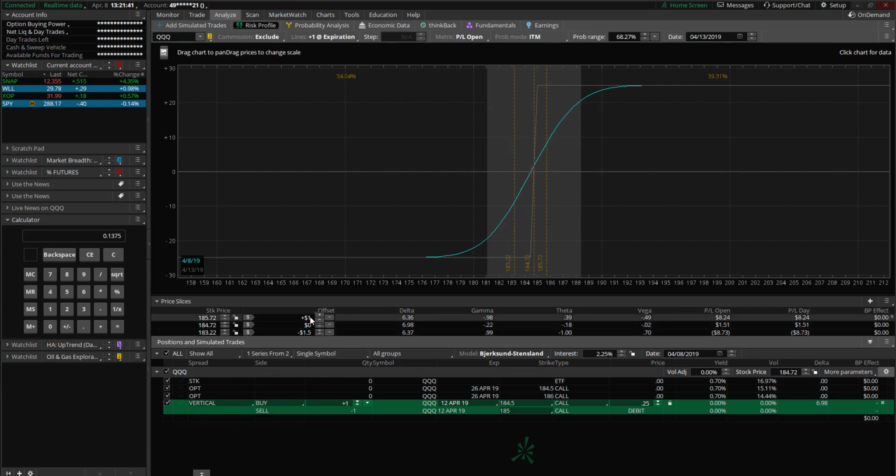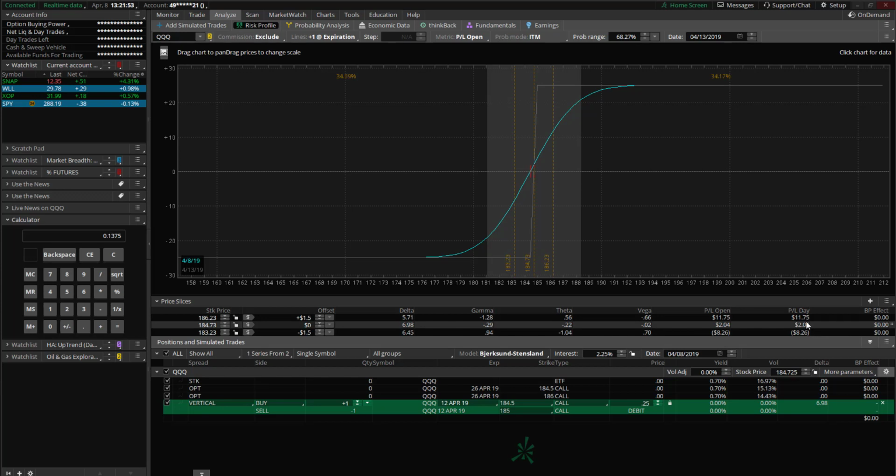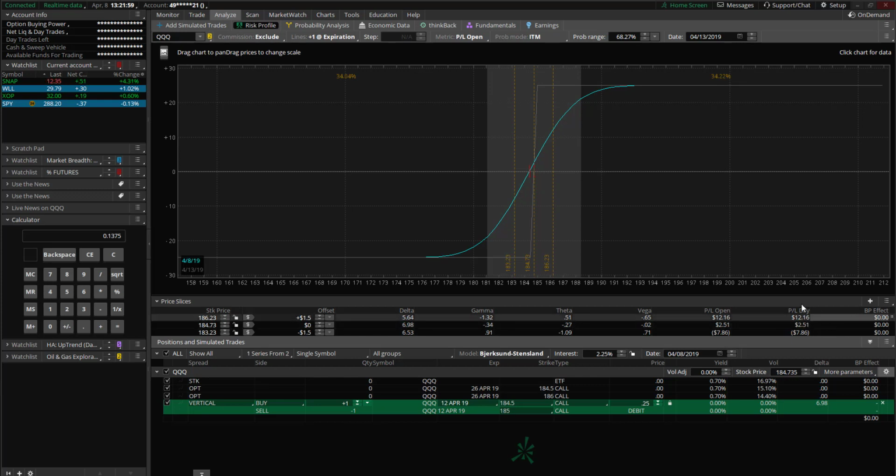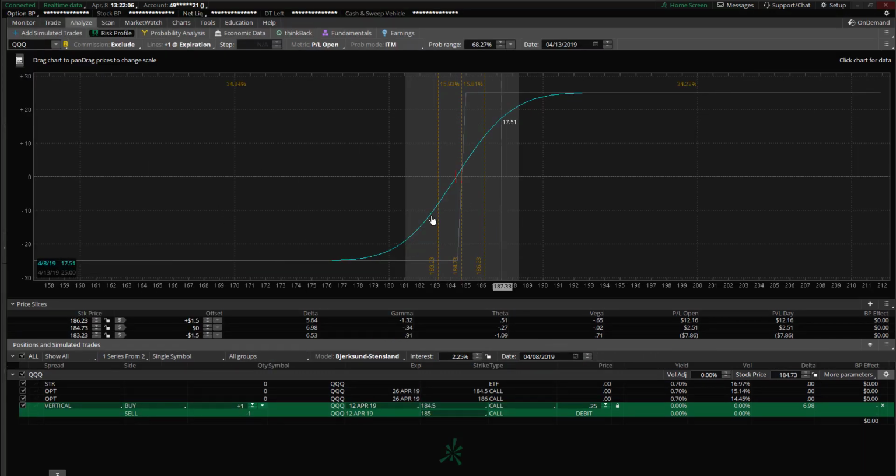So now I can see a $1.50 move up or a $1.50 move down. A $1.50 move up does get me closer to my 55% profit target. We can see that I could make $11.75, $12.16 now because the market is alive and moving. We are on an intraday market. And we can see that it still fits inside of our expected range.